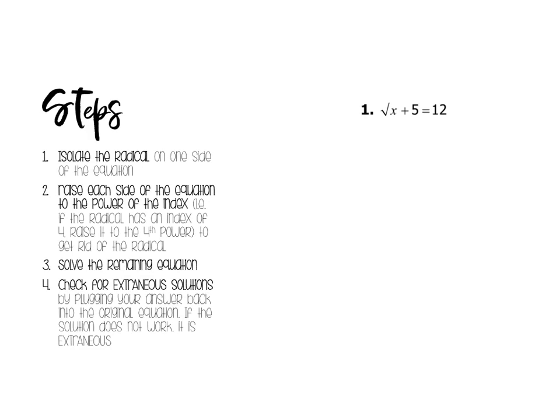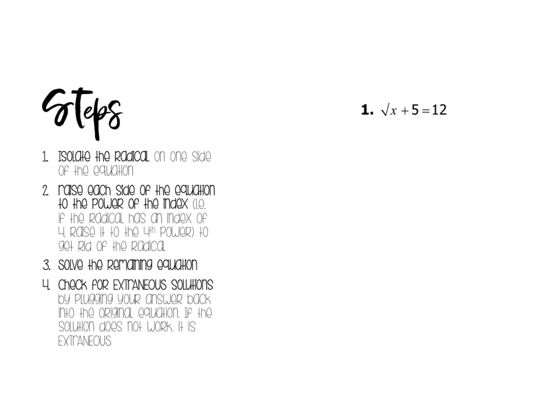Your first step is going to be to isolate the radical on one side of the equation, so you're going to get rid of everything except for what's under the radical. The second step is to raise each side of the equation to the power of the index. So if the radical has an index of 4, you're going to raise it to the 4th power, and that will help get rid of the radical.